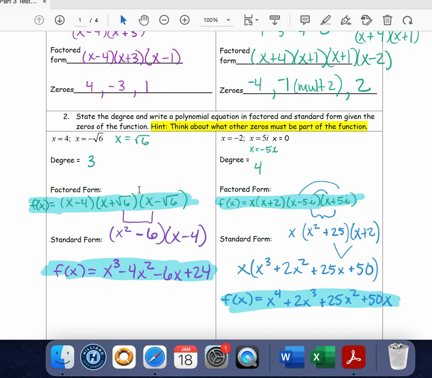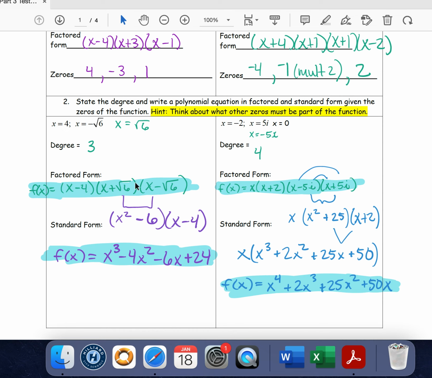These are reminding us that irrational solutions come in pairs. So if negative radical 6 is one, then radical 6 is one. If 5i is one, then negative 5i is one. So the least degree this has to be is at least 3. Has to be 3, 1, 2, 3. And the least one this has to be is at least 4. 1, 2, 3, and then its partner. So it's got to be at least 4. It could have been more, but it's got to be at least 4.